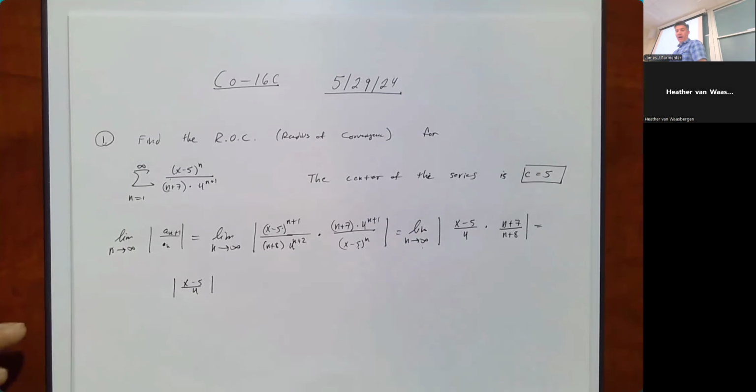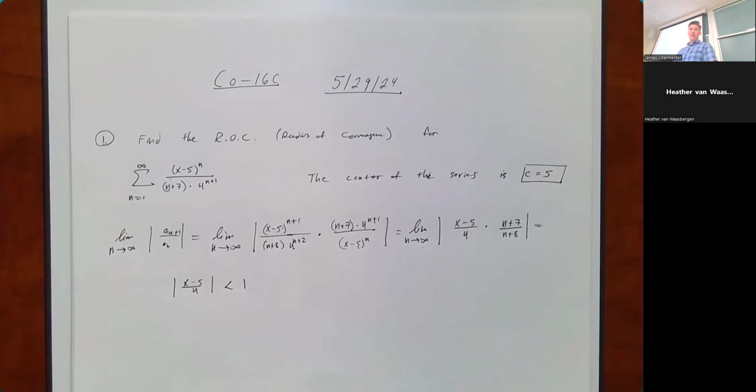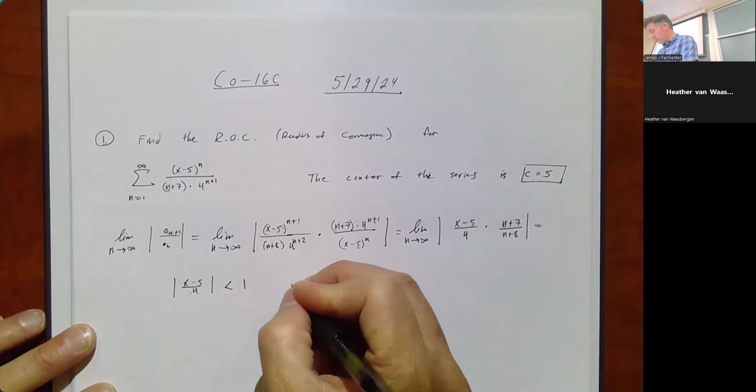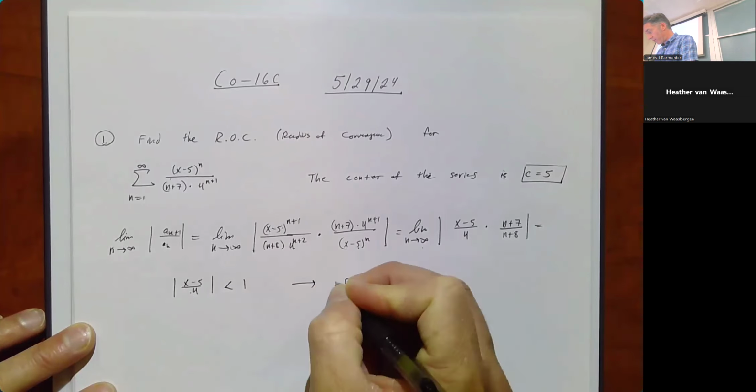And using the ratio test, we want the series to be convergent. That limit has to be less than 1. Now, the easy way to answer this question is you've got x divided by 4, so the radius of convergence is going to be 4. So we can see the radius of convergence is 4.